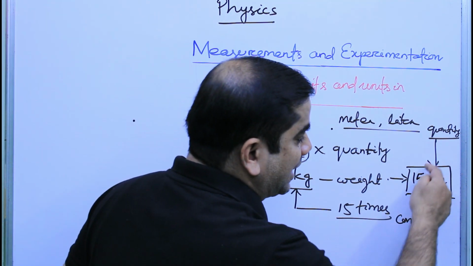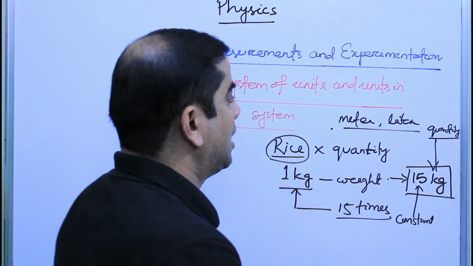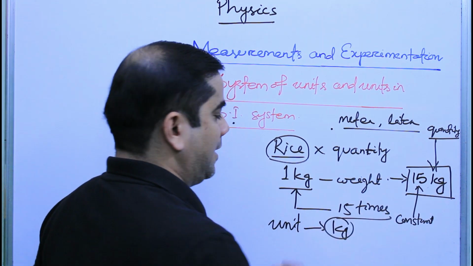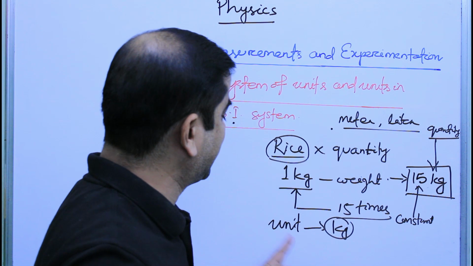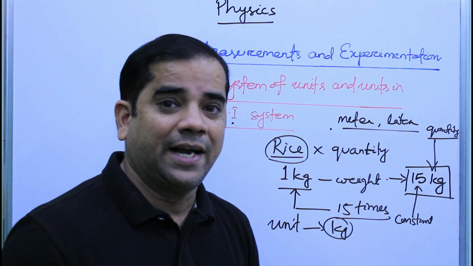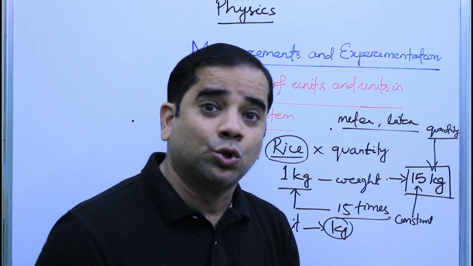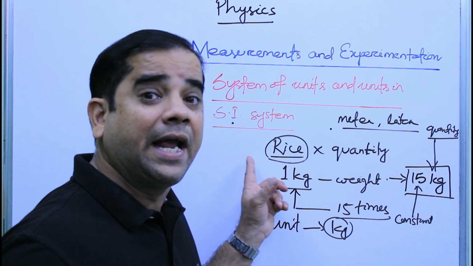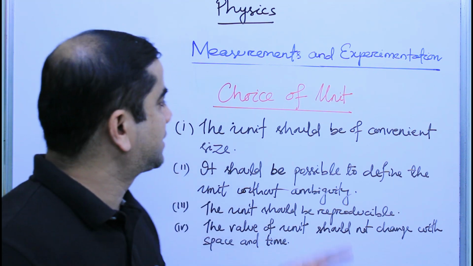Okay, and what is the unit then? The constant quantity with which we compare the physical quantity is nothing but the unit. So here the unit is kg. Okay, so we have 15 units of rice and 1 unit is 1 kg. That is why we have 15 kg of rice. So how can we define unit then? A unit can be defined as the constant magnitude that is used to compare the magnitude of the given physical quantity of the same nature.